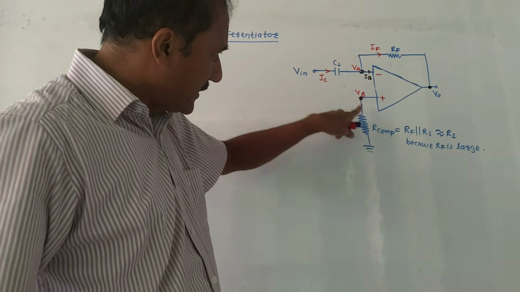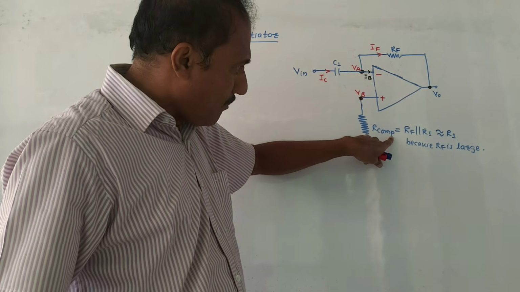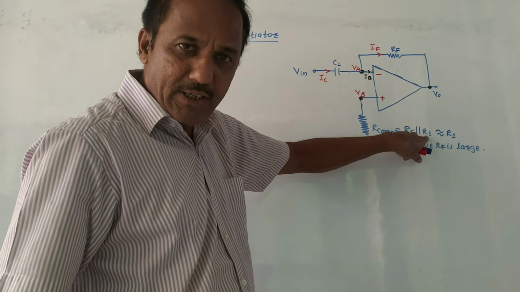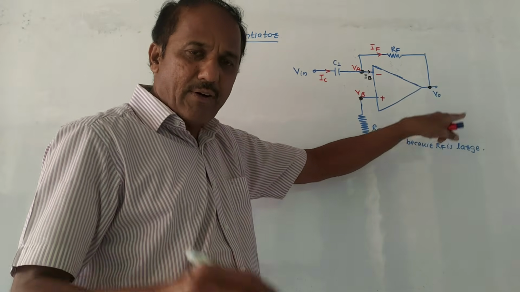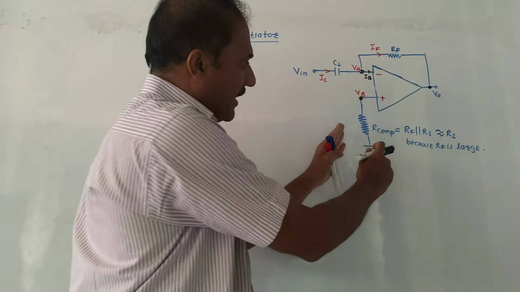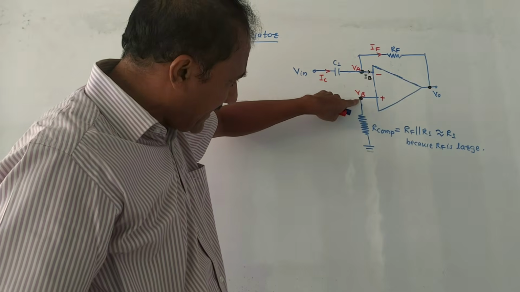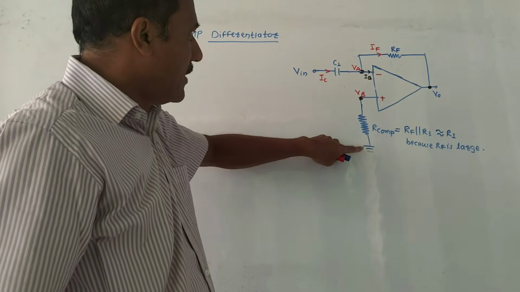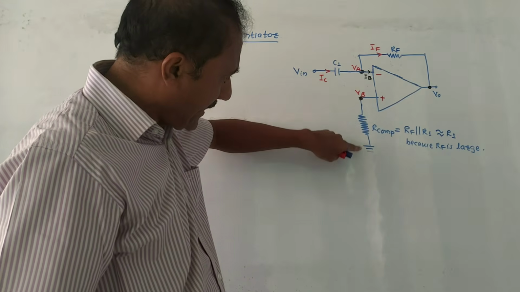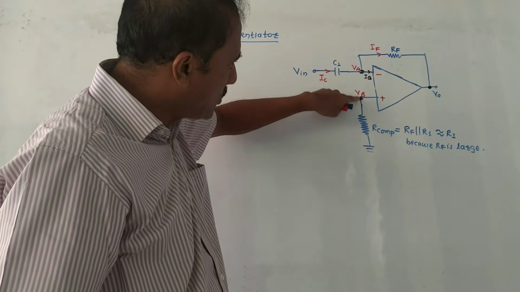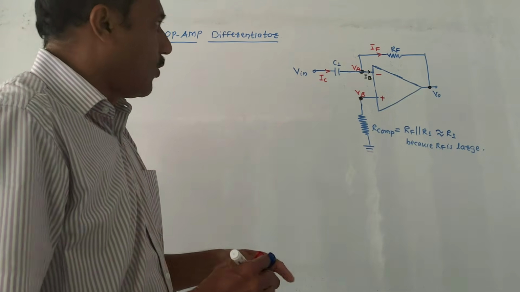This resistance which is connected at positive terminal of op-amp is R compensation, which is RF parallel R1, which, since RF is very large, is approximately equal to R1. We have already studied same thing in case of integrator. This is optional. You may directly connect this terminal to the ground. We know that as per the virtual ground concept, if you connect this directly to the ground, VB will be 0 and VA will be 0.